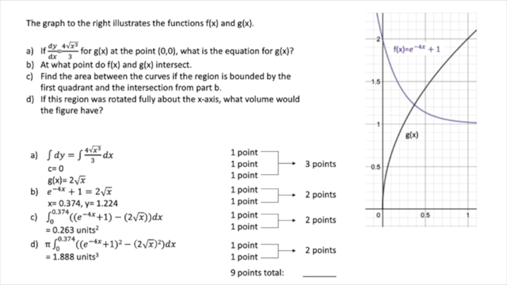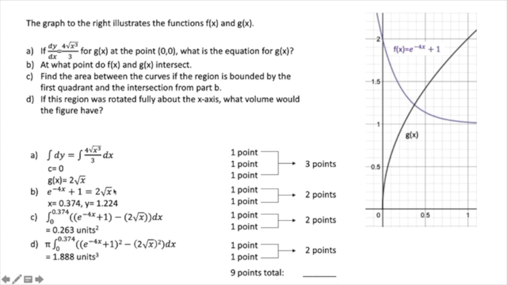But I have actually made you go ahead and find all the values for everything just so that you can get used to it, so that you're better prepared. I'd rather you be over-prepared than ill-prepared for the AP test. So for B, it's just asking when do they intersect.